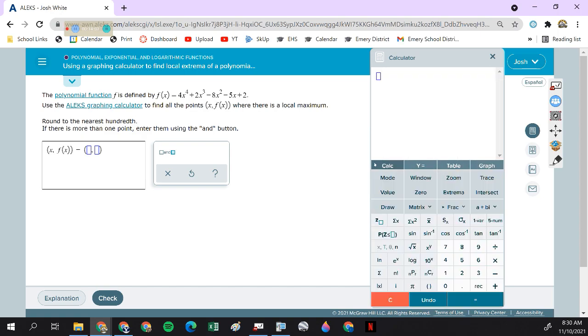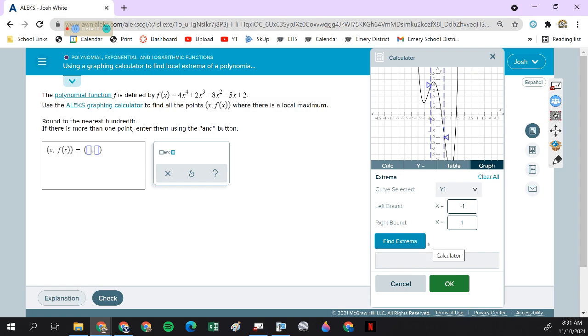Okay, so we want extrema. This doesn't differentiate between maximums and minimums. We'll see how this goes. So left bound, I'll say negative 1. Right bound, I will say 0. And it says the minimum is negative 1, 1, which doesn't make any sense because I want to find the maximum. So the maximum is negative 0.3 and 2.76.